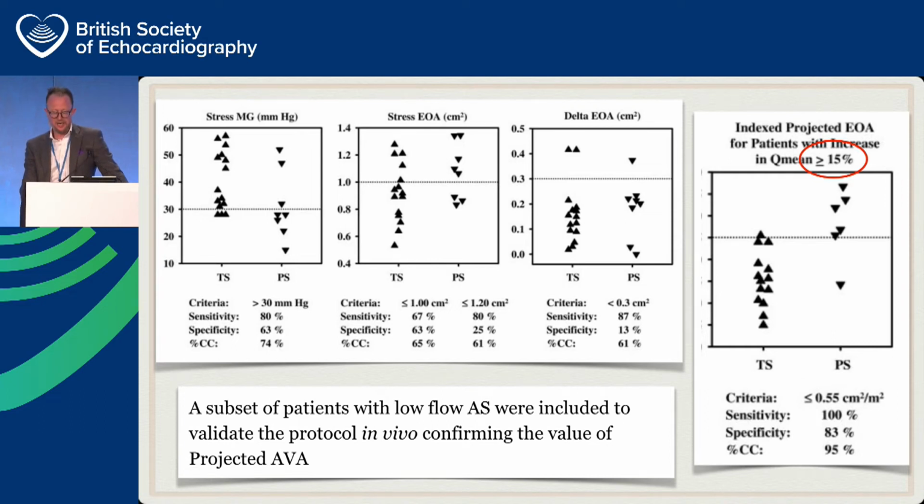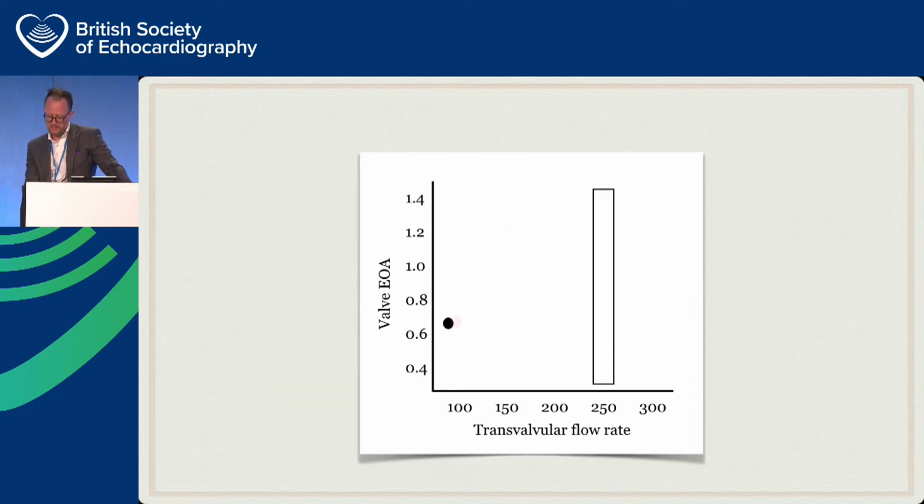They also repeated it. That was on a created machine. Then they did it in a few patients just to show that the proof of principle worked. It's important that you do have some change in your flow. If your flow rate doesn't increase by very much, it's very difficult to draw a line, so you can't calculate it. So there needs to be a more than 15% increase in flow rate.